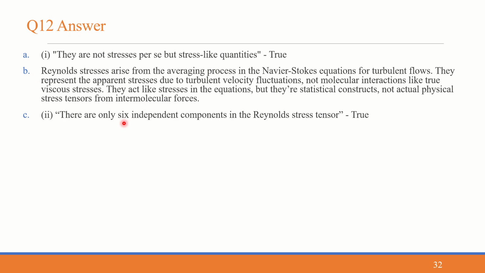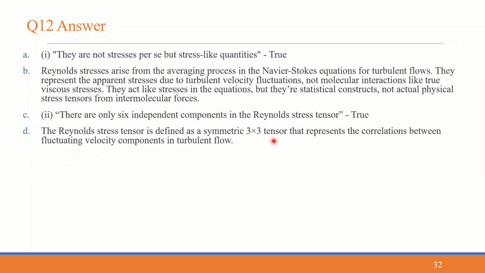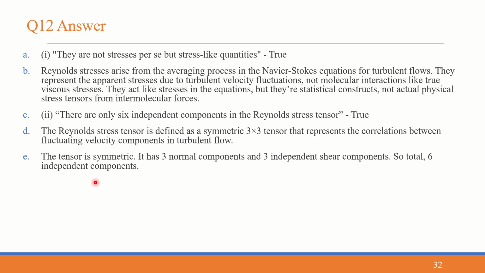Second one, there are only 6 independent components in the Reynolds stress tensor. This is also true. The Reynolds stress tensor is defined as a symmetric 3 cross 3 tensor that represents the correlation between fluctuating velocity components in a turbulent flow. In that, actually 3 will be unique and 3 will be symmetric values. So we will be having only 6 independent tensor components in the whole. The tensor is symmetric. It has 3 normal components and 3 independent shear components. So total 6 independent components. So the second statement is also true.